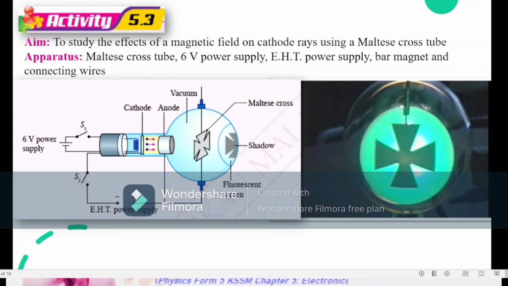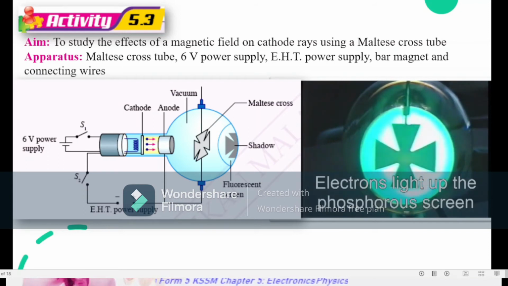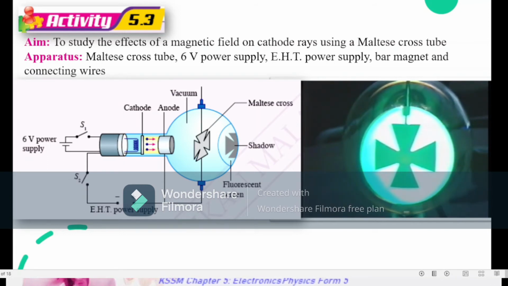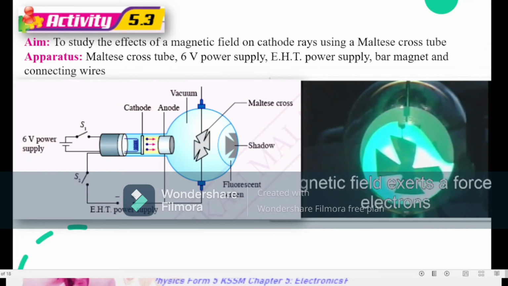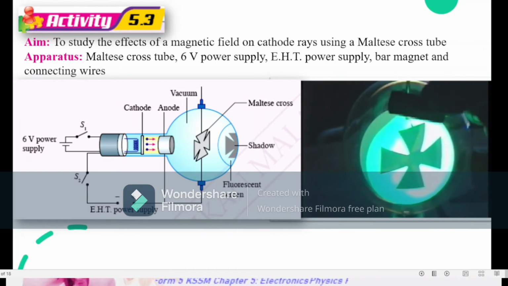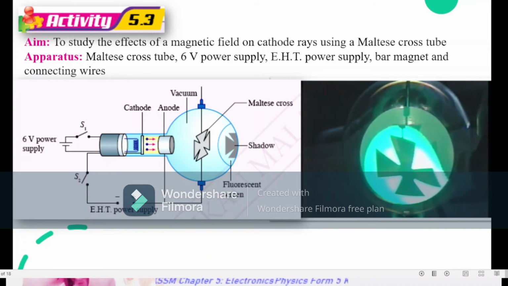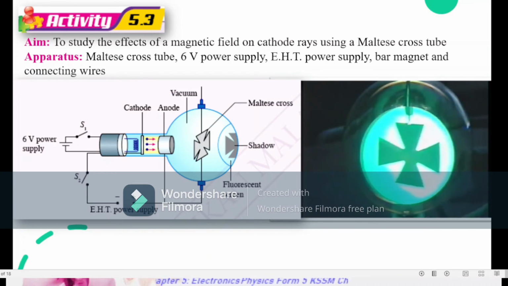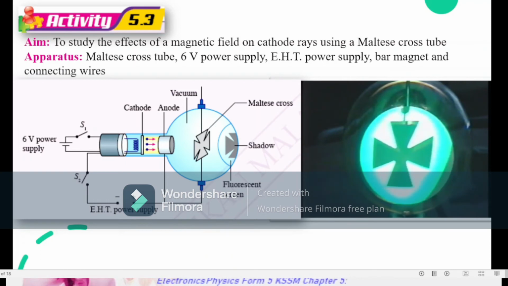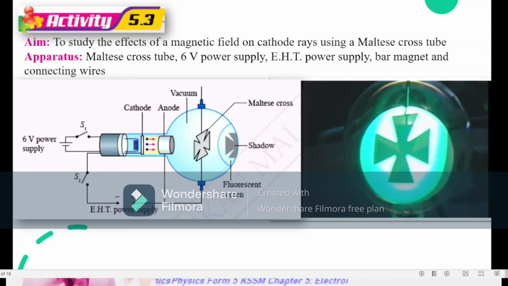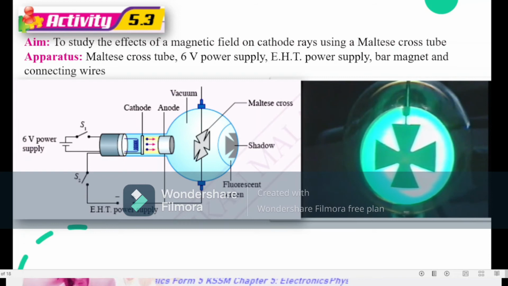Then we turn on S2. You can see there's a shadow formed on the screen, but now surrounded by green color. You can see the green light is caused by fluorescent effects when cathode ray hits the screen. So when we bring the magnet near to the vacuum tube, we can see the image of the multi-cross is distorted and deflected. So what caused this situation? We want to discuss further on this part.